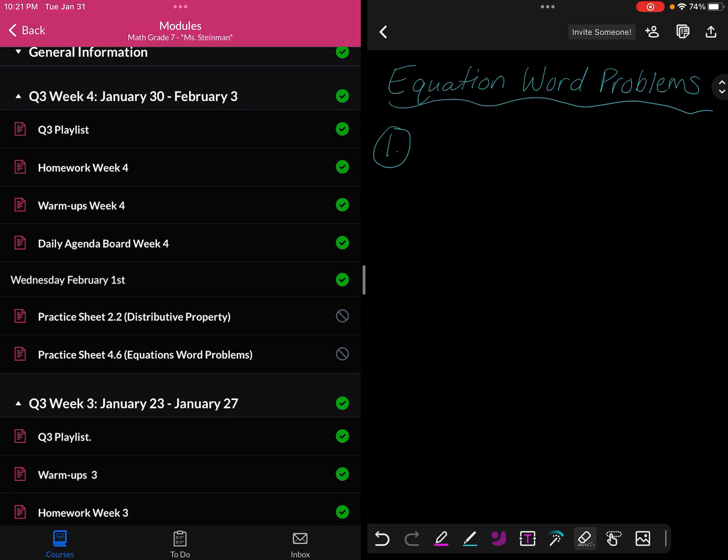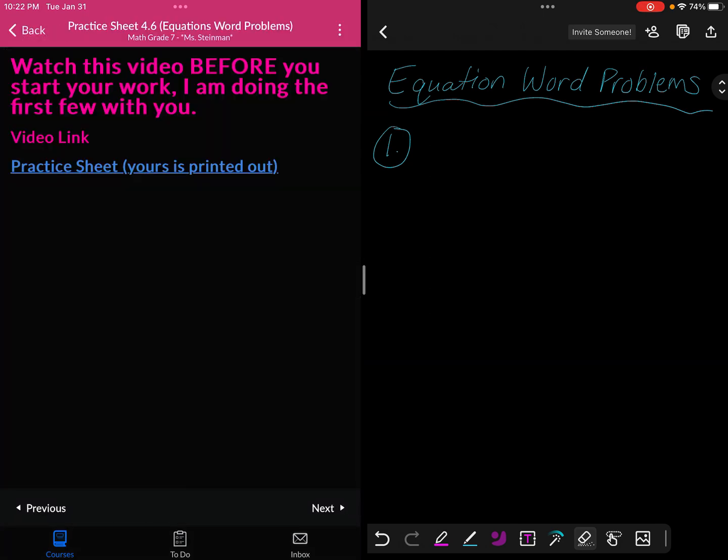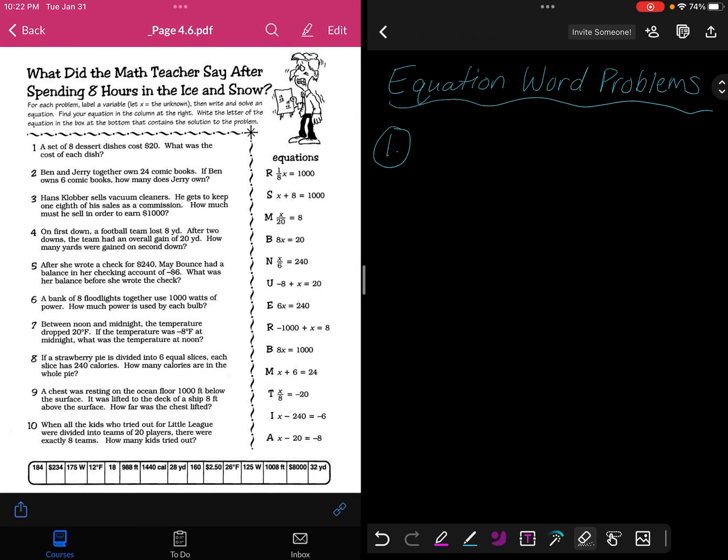Hey guys, we're going to look at the practice sheet for the equations word problems, which is 4.6 at the bottom on the reverse side of the distributive property sheet you did before this one. So what we're going to do is click on that in Canvas. Yours is already printed out and you should have that with you with your notebook paper. And we're going to solve what did the math teacher say after spending 8 hours in the ice and snow.